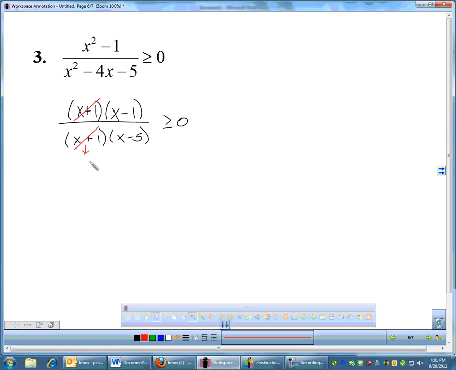What are you left with? That's right, it's a hole. So we have a hole at x equals negative 1. I'm going to make note of that because that's one of those things we put on our number line.